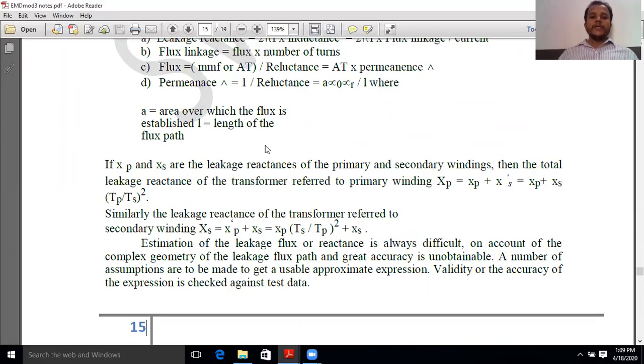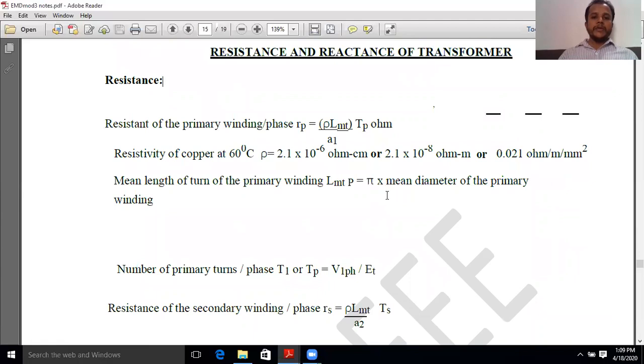Now in order to get the leakage reactance, we already know that in the transformer the flux linkage is not going to be complete. There is some leakage flux on the primary of the transformer as well as on the secondary. That is, there are two leakage fluxes, phi L1 and phi L2. Phi L1 produces E1 and phi L2 produces E2. So, to understand that concept, we will consider the further discussion.